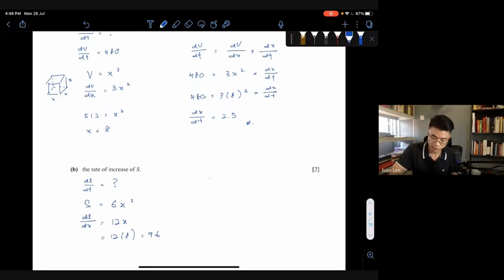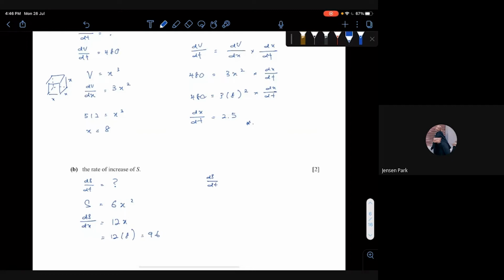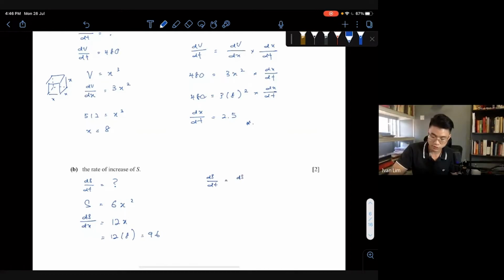ds over dt? ds over dx times dx over dt. Okay, we got 96 times 2.5. 2.5, which will give you? 240. Very good.